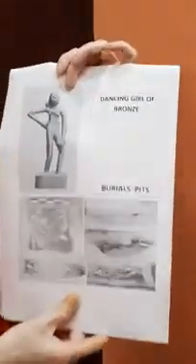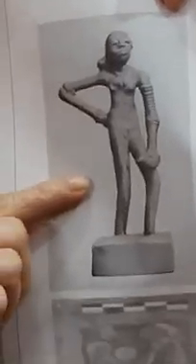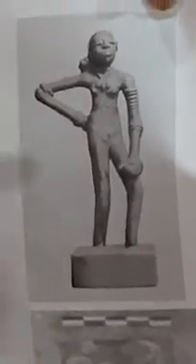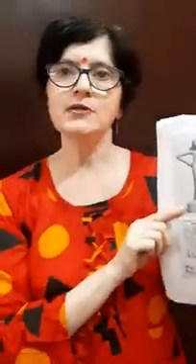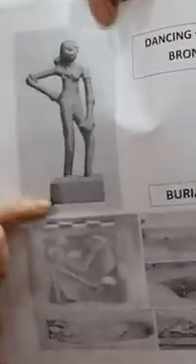Another thing you can find is this particular picture of a dancing girl that is made of bronze. Sometimes we call the Harappan civilization a Bronze Age civilization because in this period the main metal used by these people was bronze. And you know, bronze cannot be extracted from nature directly. It is a combination of two metals, that is tin and copper. So these people were so mature in making various metals.